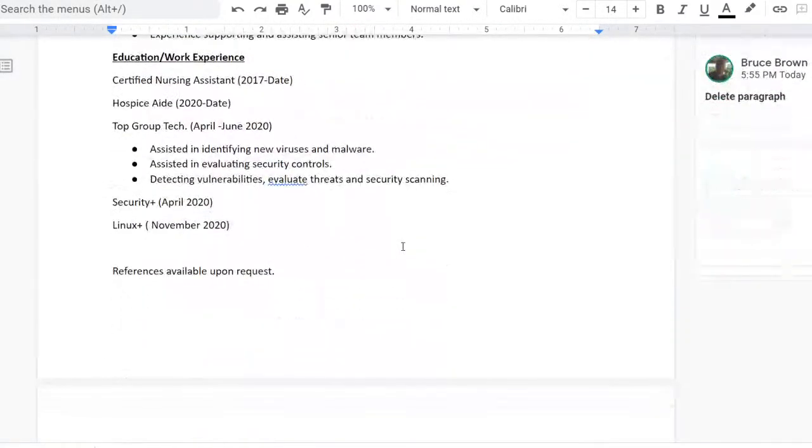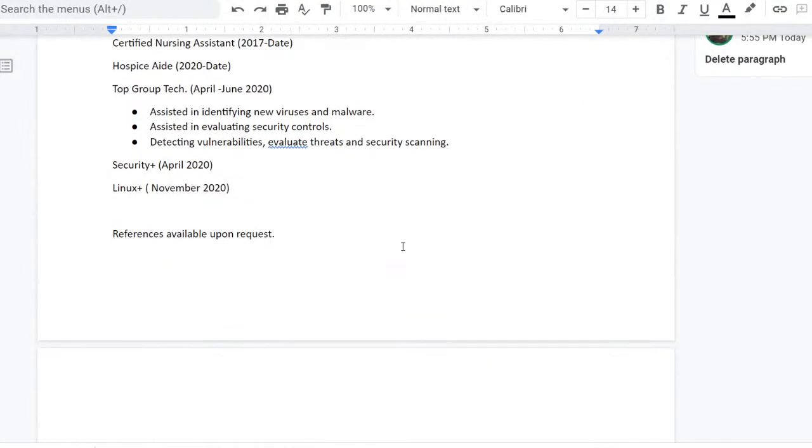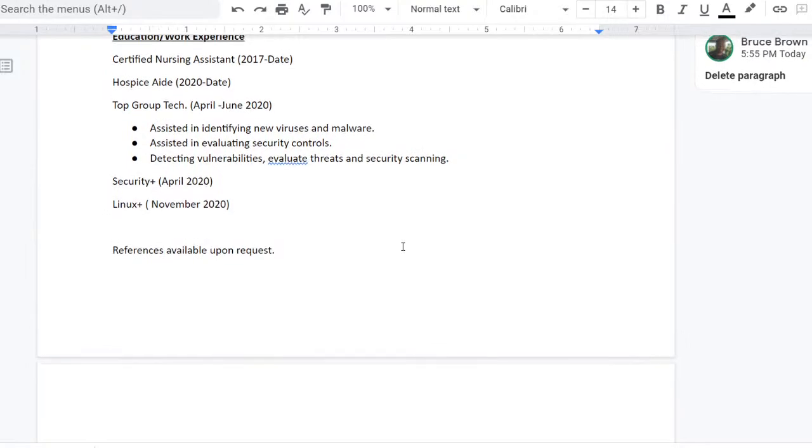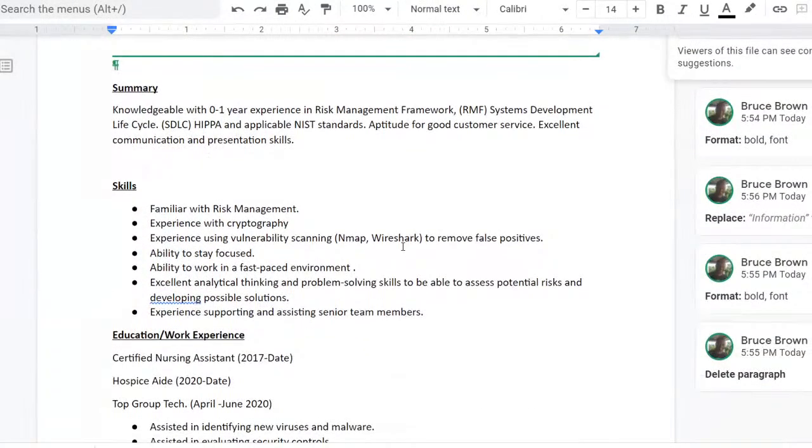Now, I'm just kind of glancing through it, and she does have Security Plus, which she said she took in April 2020, and a Linux Plus that she took in 2020. So, yeah, this is not good.